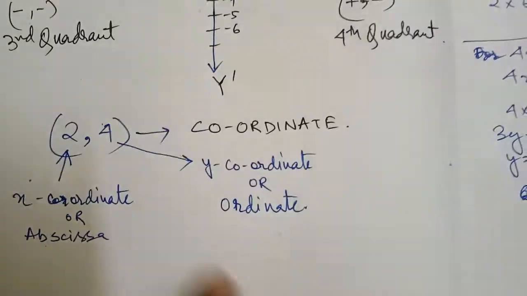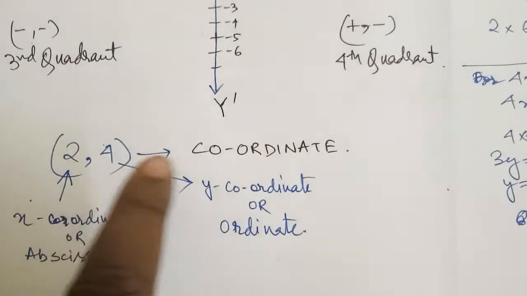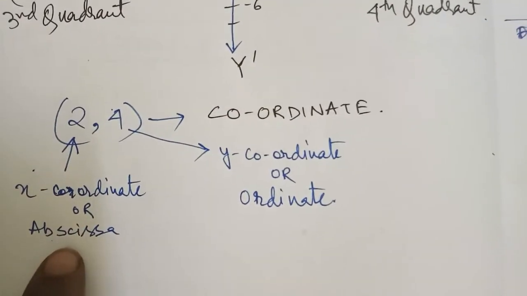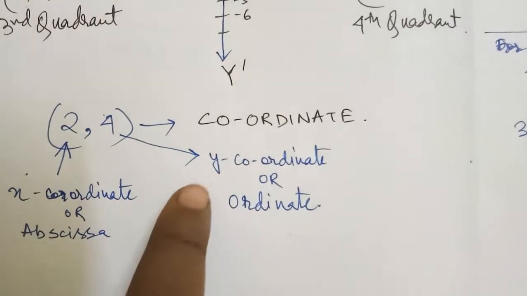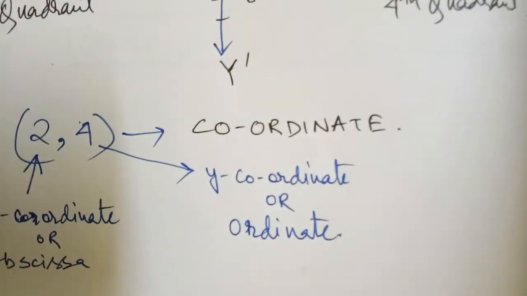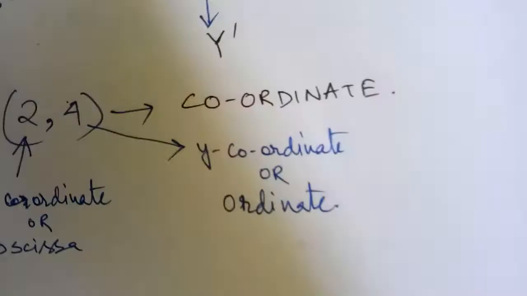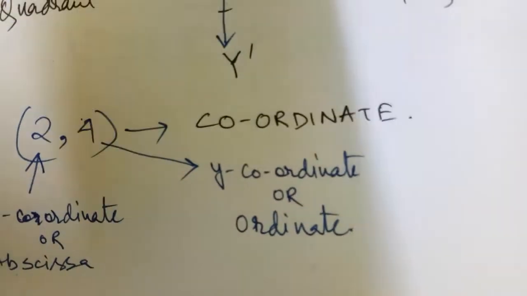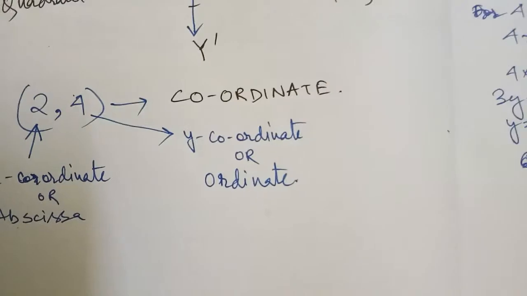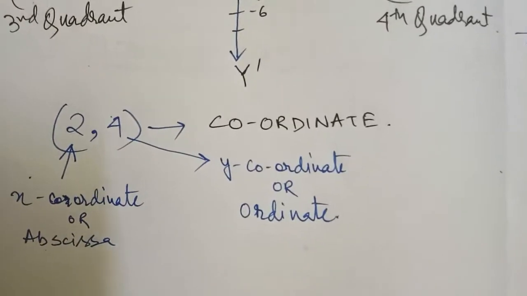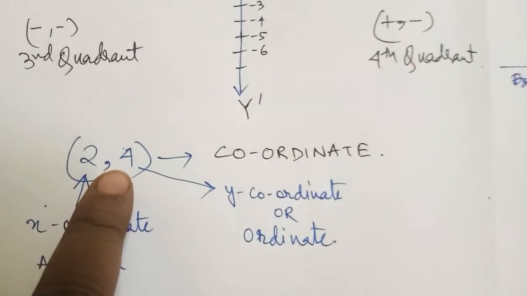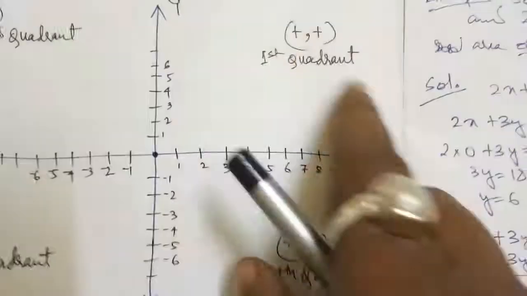Now we have written one thing, 2 comma 4, I've written one value, that is the coordinate. The 2 is the x coordinate, or it is called abscissa, and the y coordinate I've written is called the ordinate. That means both these things, abscissa and ordinate together, are called coordinates. Okay, and this having 2 comma 4, that means this is plus, this is also plus. That means which quadrant will it go to? It will go to the first quadrant.